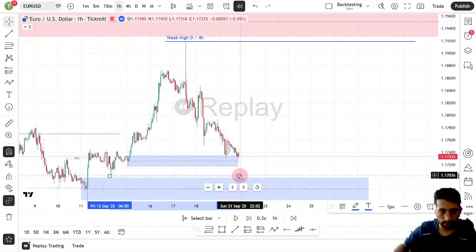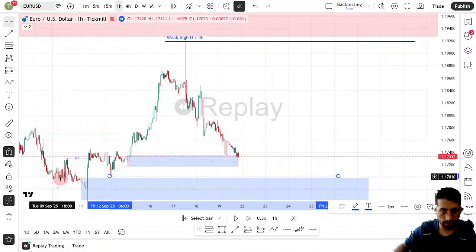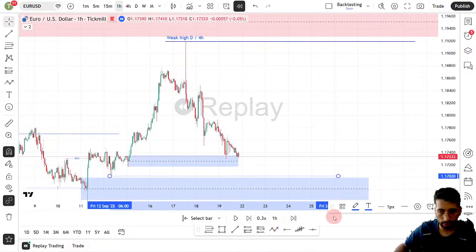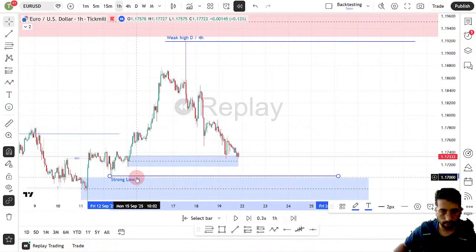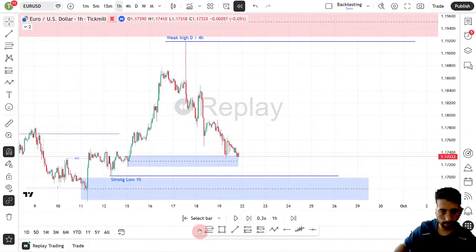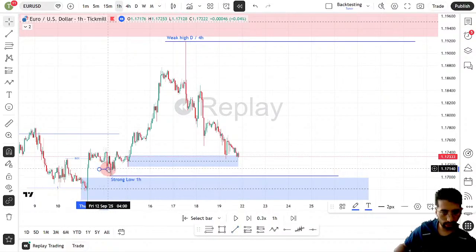But I like this area more. Why do I select this one? Because it's clearer. So the break of the end of the range is even clearer in this zone. This will be the strong low in 1 hour. I find it much more interesting, much easier to spot to my eye. It's easier to find it here as well, as you can see here.